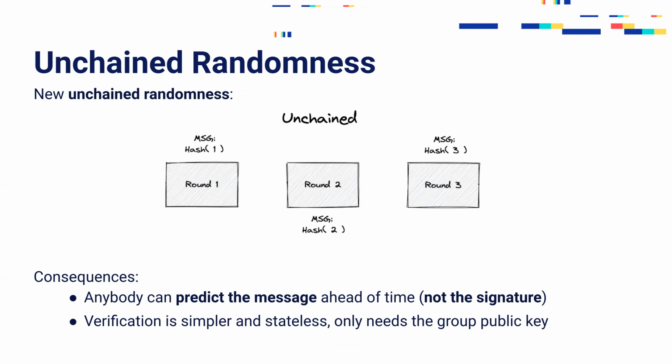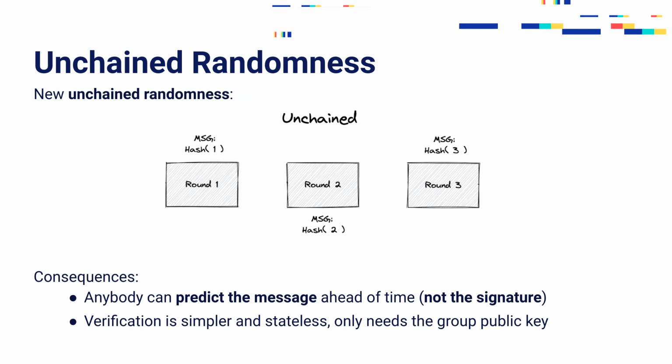Now, the new unchained randomness mode is basically exactly what it looks like. It's unchained. So round 1 is the signature of the hash of 1. Round 2 is the signature of the hash of 2, and so on. And that is very interesting because it means anybody can predict the message that will be signed tomorrow or in 6 months, but we can't predict the signature.